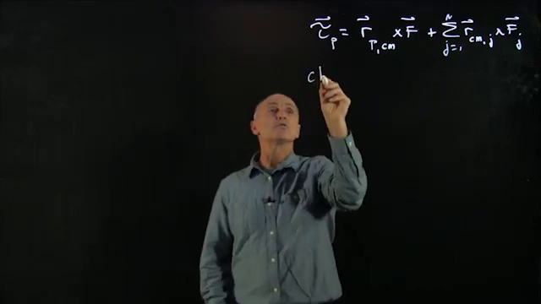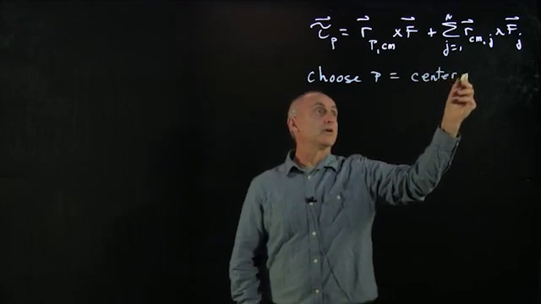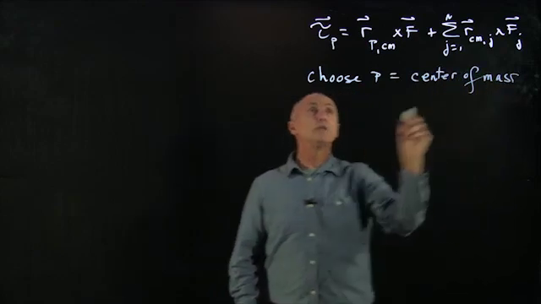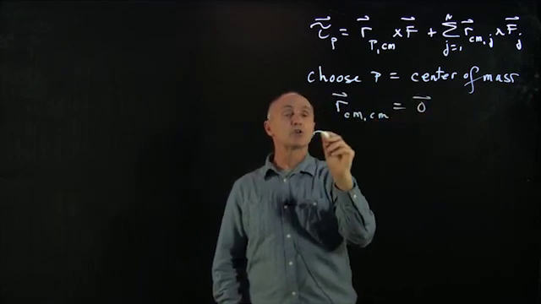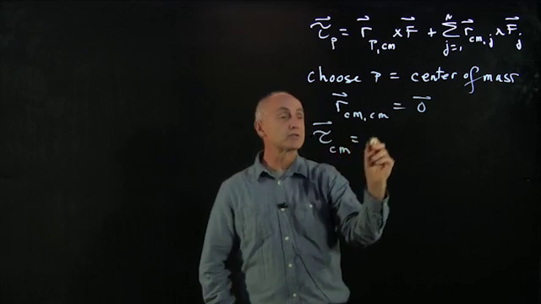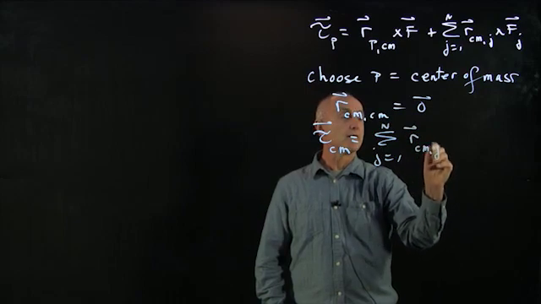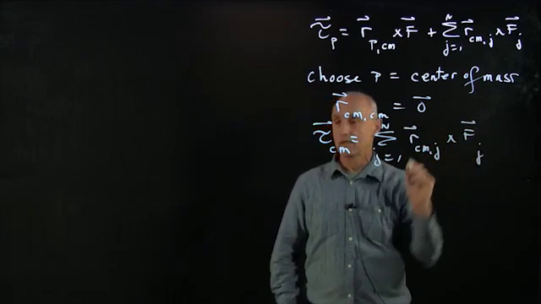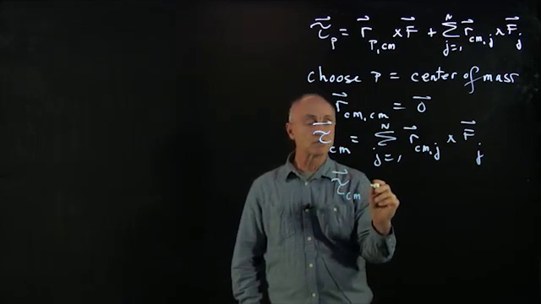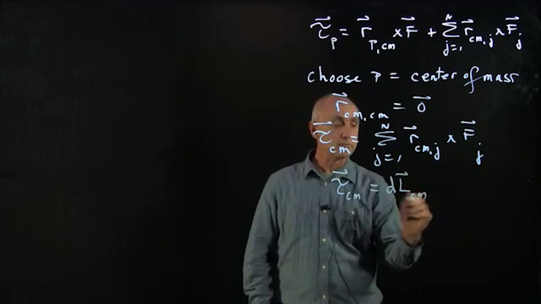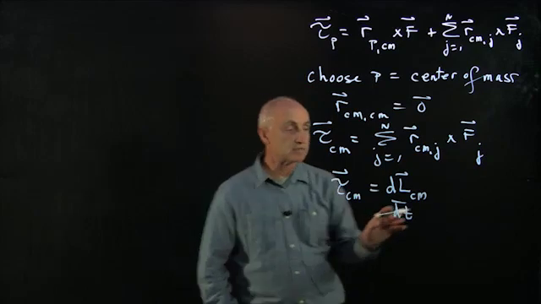Now, if we choose the point P to equal the center of mass, then we know that the vector r from the center of mass to the center of mass is 0. So the torque about the center of mass is just equal to the forces about that point. We know that torque is always just dL_CM/dt. Now, again, how could we justify that statement?